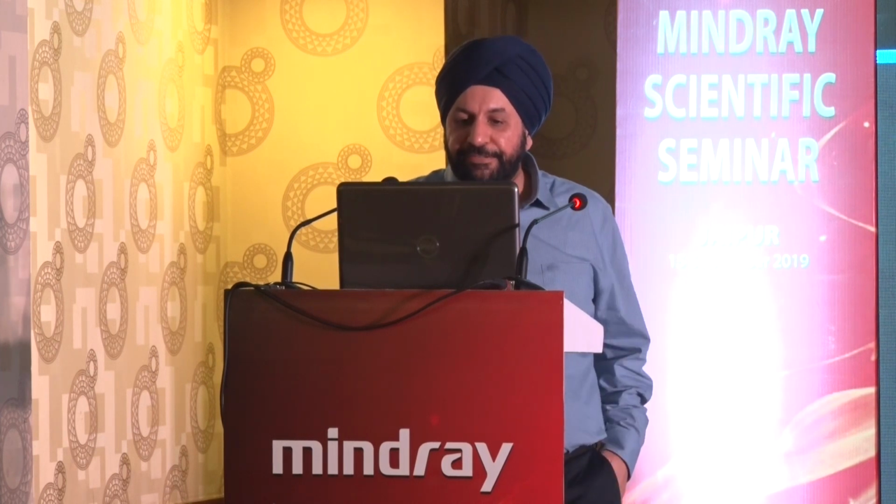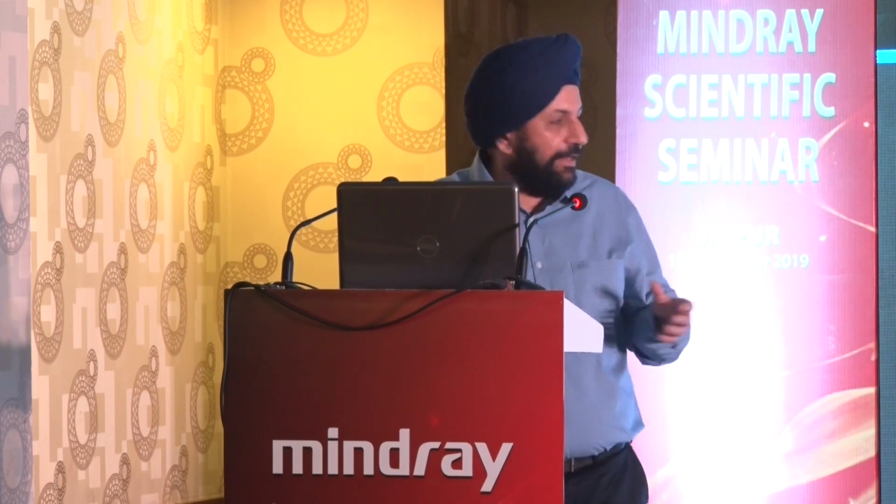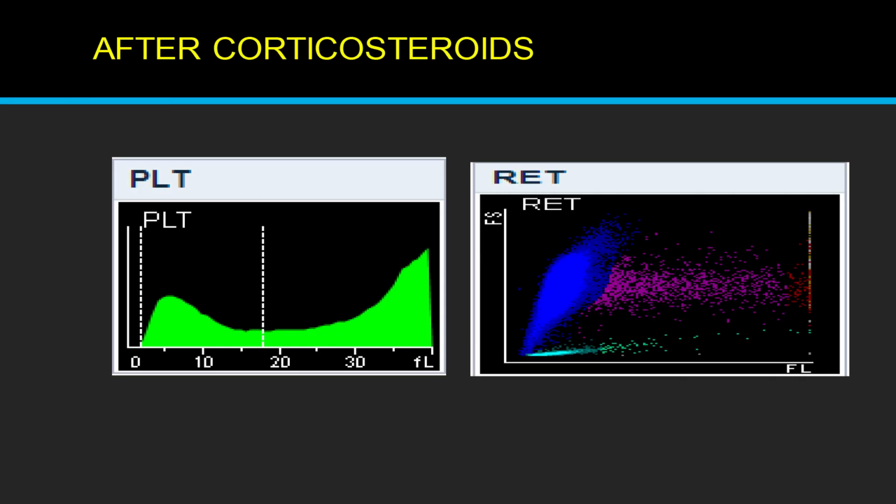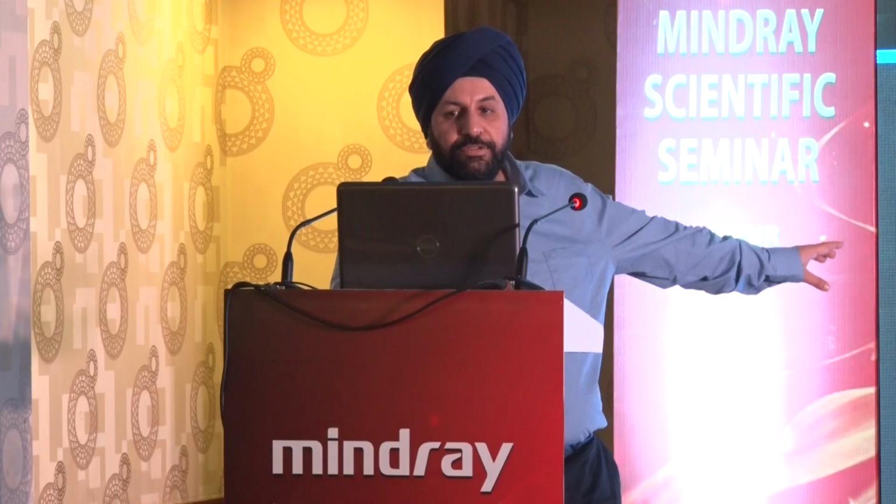Dengue NS1 antigen and antibodies were both negative, and the patient was presumptively diagnosed to be acute ITP and was followed up after corticosteroid therapy to us. The platelet count increased to 97,000, and look at the IPF, it has become normal, 4.8%.